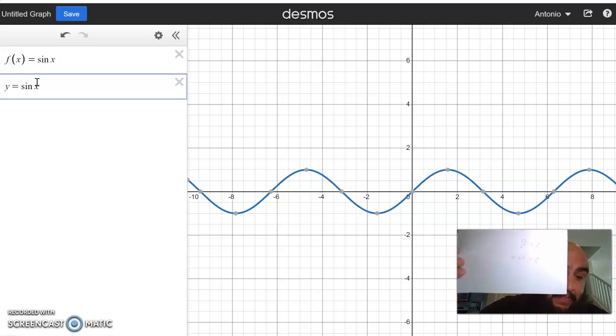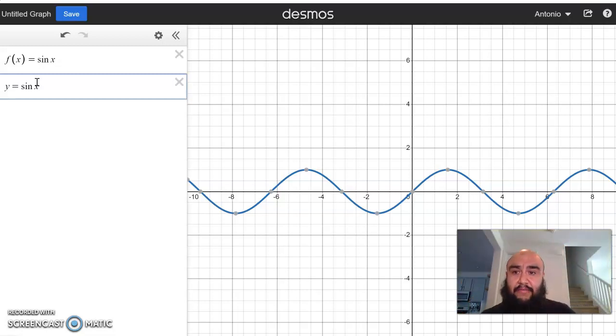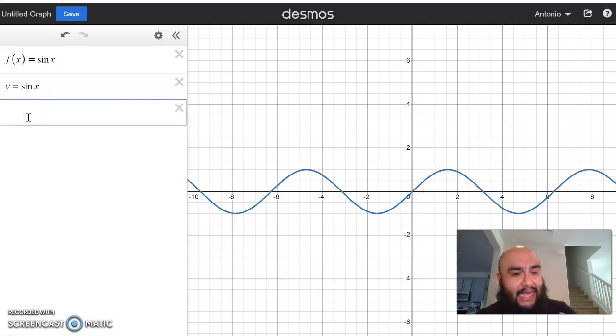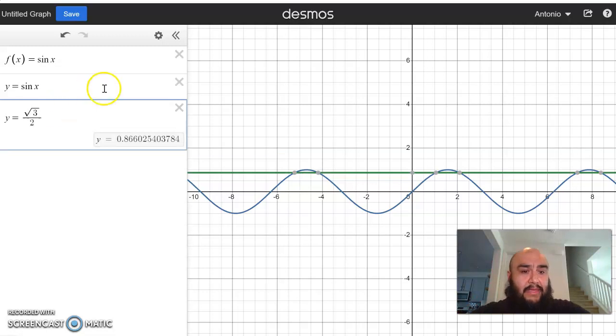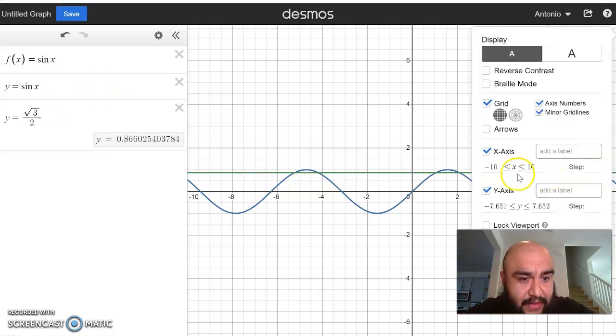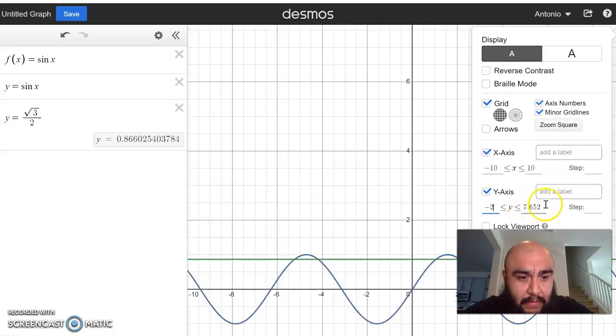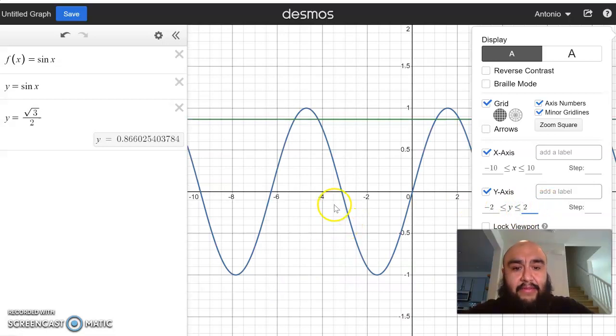One of them being square root of 3 over 2, and the other one being sine of x. The sine of x you see in front of you right there is our sinusoidal graph. And we want to ask ourselves, what if I had y equals square root of 3 over 2? Let me adjust our window here. Okay, so there we go.